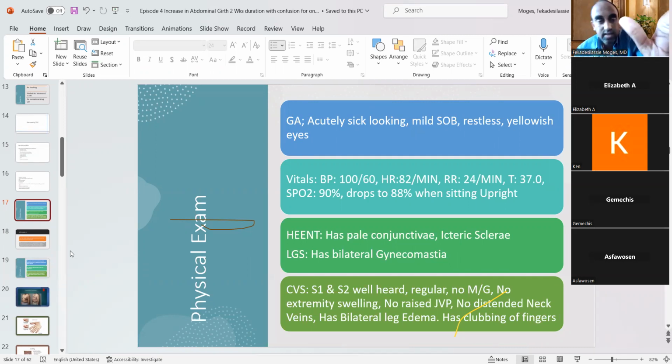Asymmetric flapping, okay? So asterixis could be seen. And he has asterixis. His Glasgow Coma Scale is 15, but he is kind of confused and restless. No gross sensory or motor deficit, okay? And he's not oriented. He's confused. He's oriented only to person.